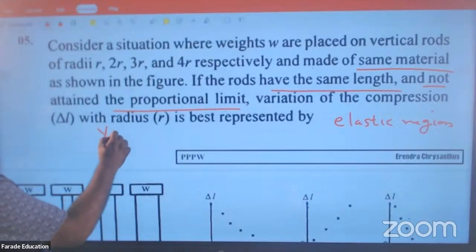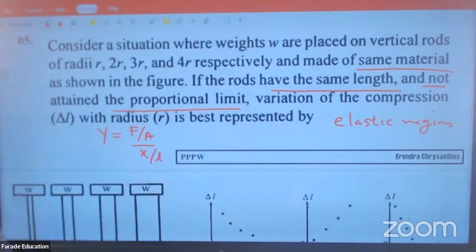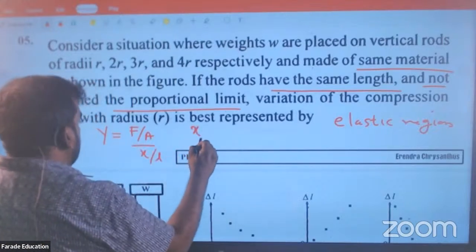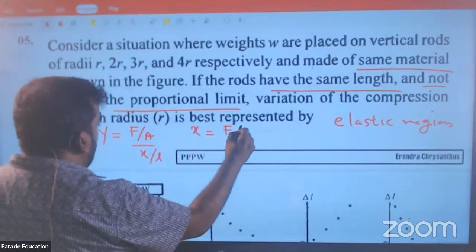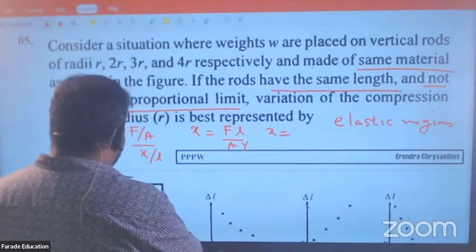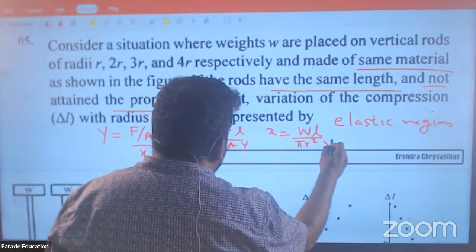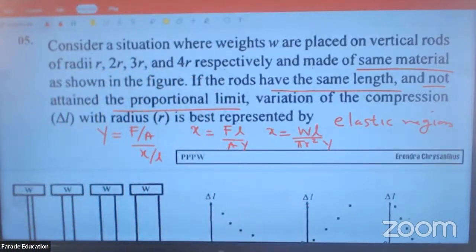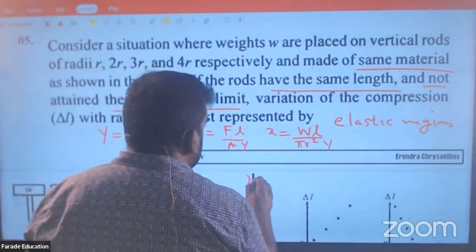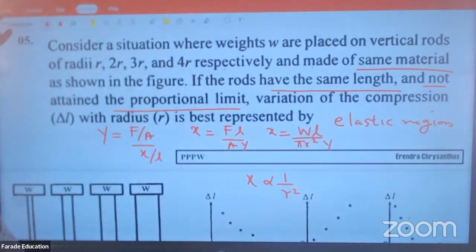Young's modulus is stress over strain. Cross multiply. X is equal to FL divided by A Young's modulus. X is equal to same load is applied, WL over pi R squared Young's modulus. So here X is inversely proportional to R squared.